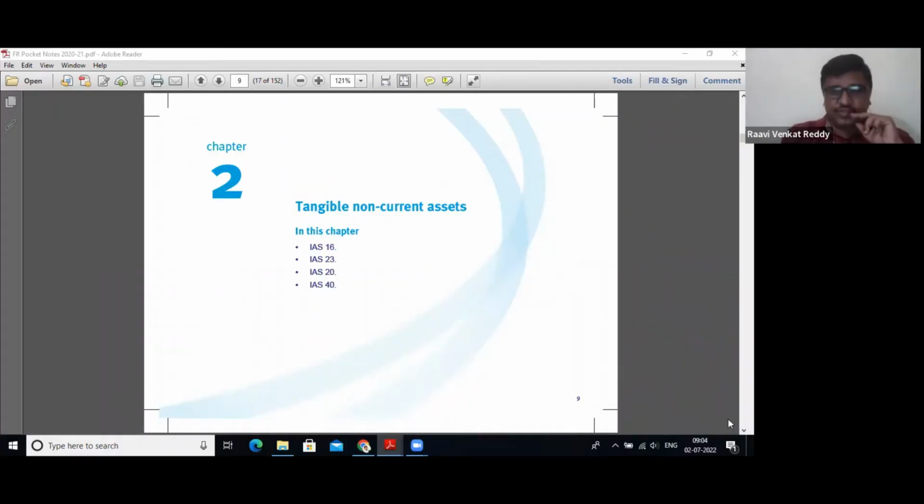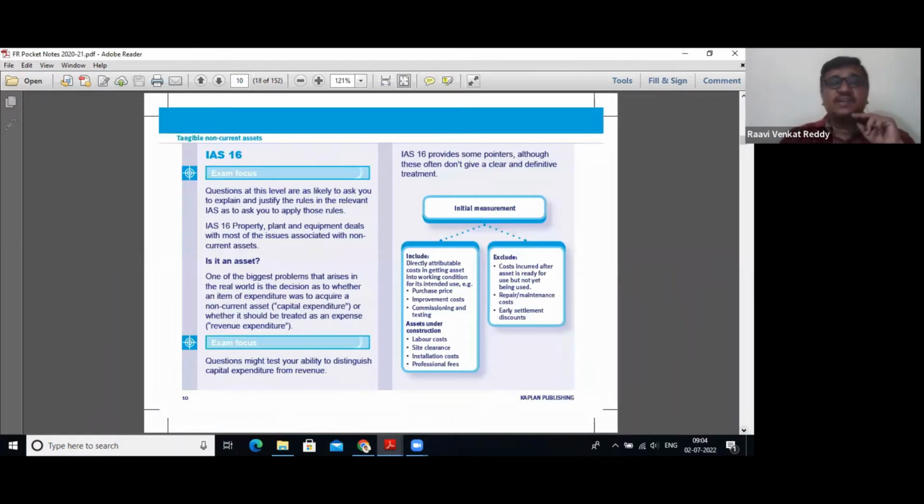Standards. So first we will go with IAS 16. I request everyone to please focus because the conceptual understanding is very, very important. Now, the first important thing.